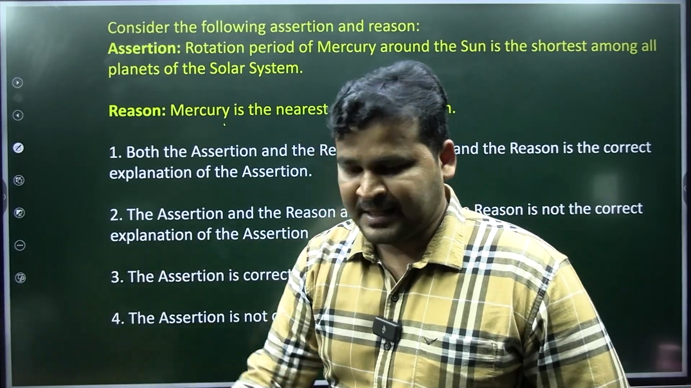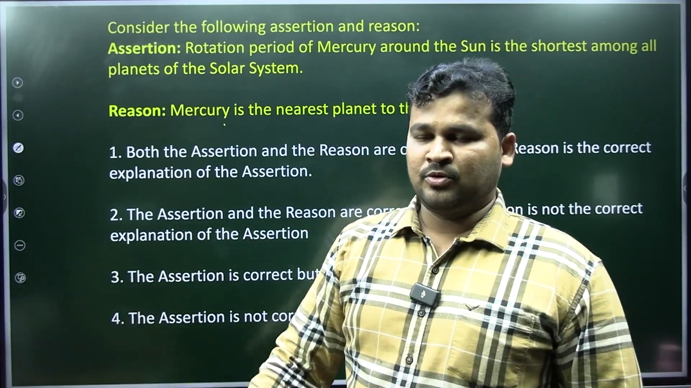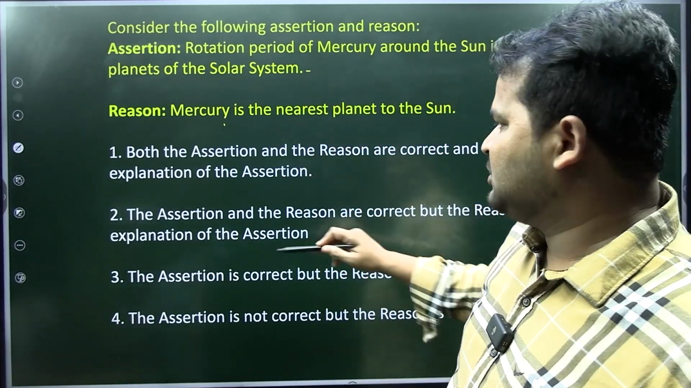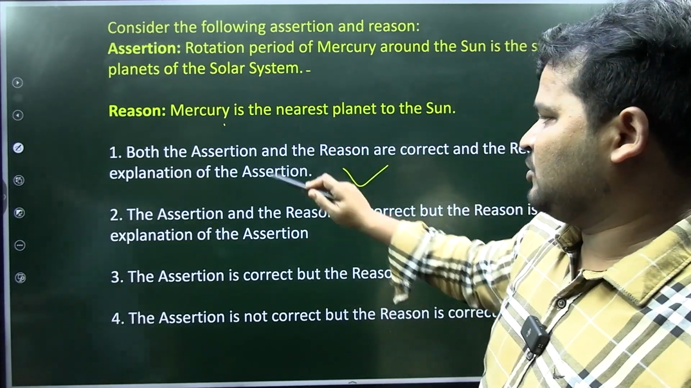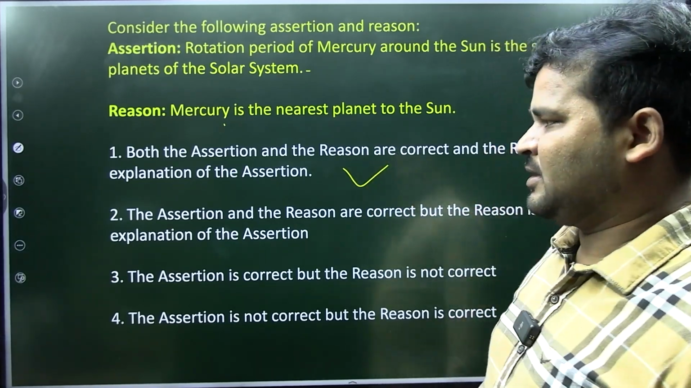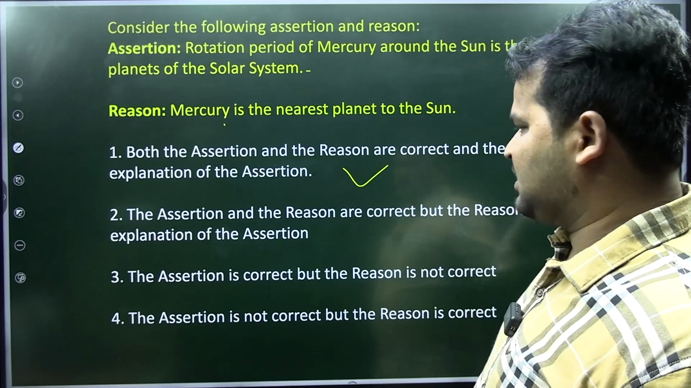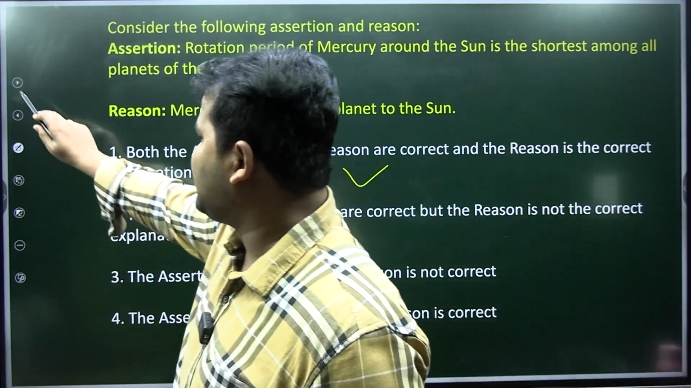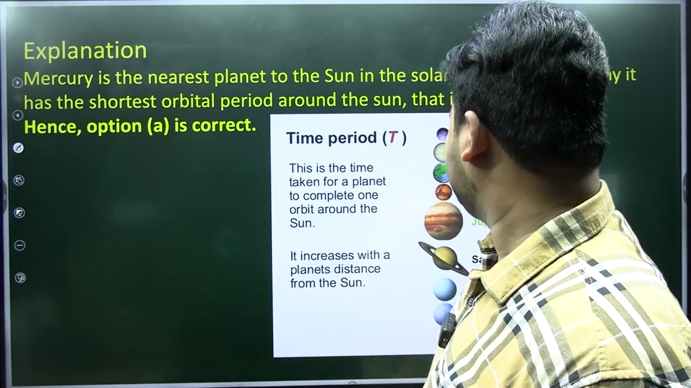It is taking less time to revolve around the Sun. So it is a reason. So both are true. So assertion and reason are correct, and the reason is the correct explanation of the assertion. Okay. So this is the thing.